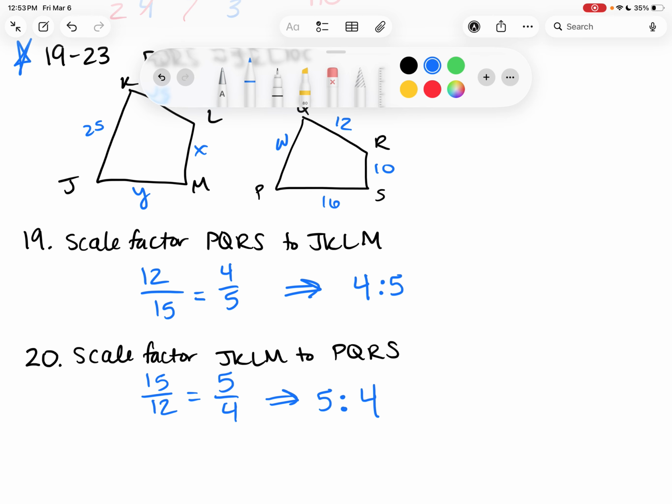Now, obviously, if I've already gone from PQRS to JKLM and then they tell me to flip it, I could just go straight from 4 to 5 to 5 to 4, and that would be fine. But I just wanted us to talk through it again so that you have it, because there's not a lot of examples with this stuff in here.